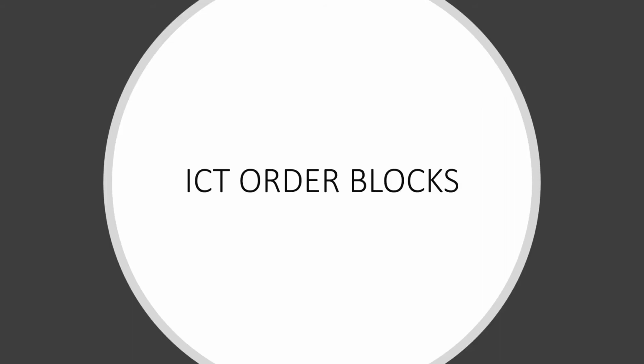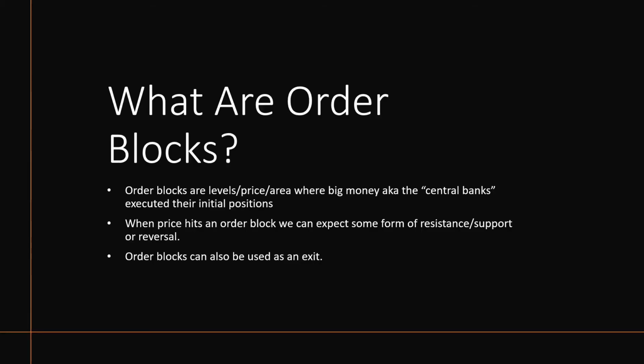ICT order blocks. So today we're going to talk about order blocks. So what are order blocks? Well, order blocks are levels / price / area where big money, aka the central banks, executed their initial positions. When price hits an order block, we can expect some form of resistance or support or reversal. Order blocks can also be used as an exit.